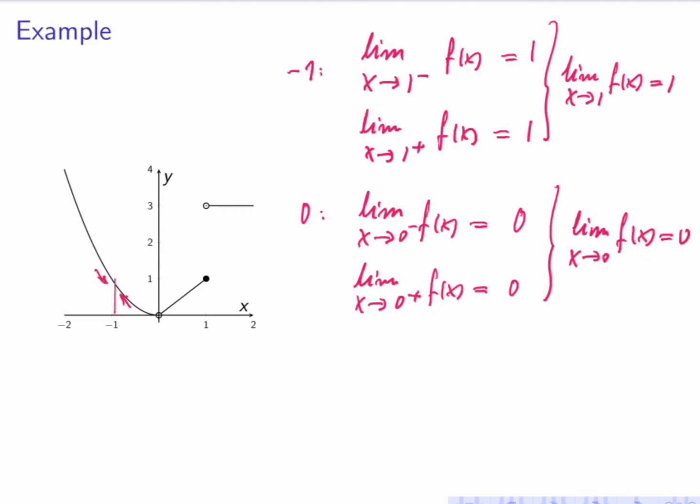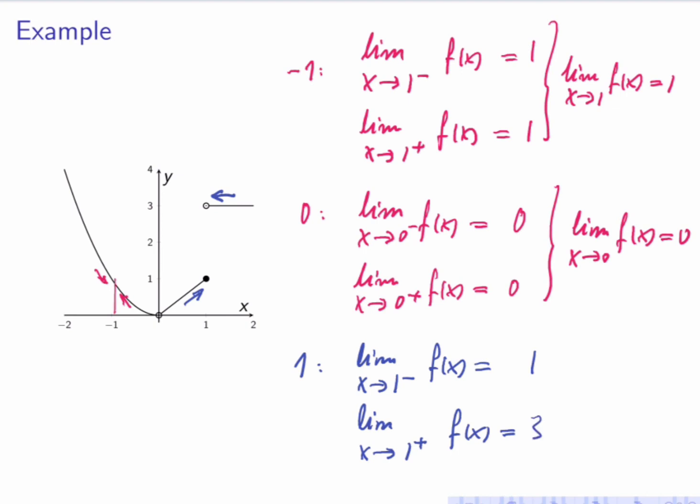And of course, it's different at the point 1. If you approach 1 from the left, so from here, okay, then you converge to 1. If you approach it from the right, so from here, you get a 3. Okay? So they're not equal, so we say the limit actually does not exist.